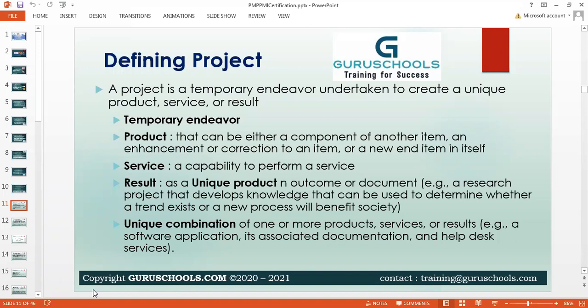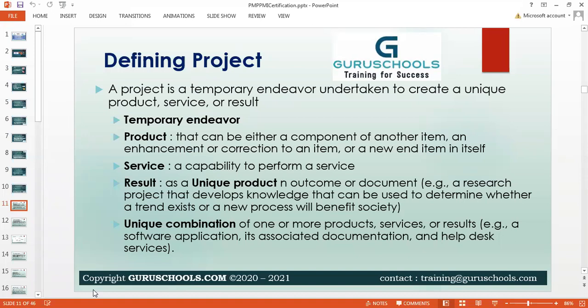Okay, so let's try to understand. Again, a project is a temporary endeavor undertaken to create a unique product, service, or result, right? Even in the definition, they have created three different entities: product, service, and a result. Normally, result is a solution we are talking about. Product is basically a product like artwork. Service is basically I'm trying to serve somebody. It's like I'm trying to help somebody.